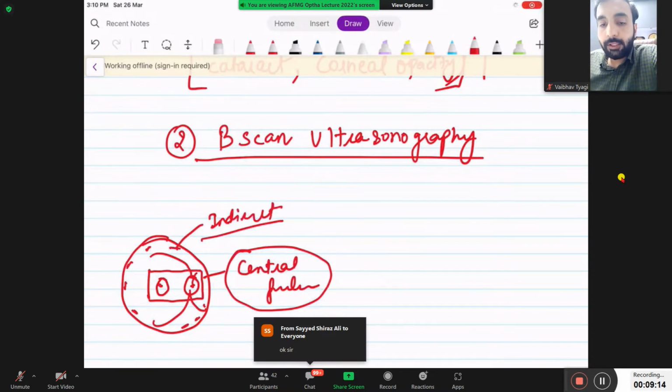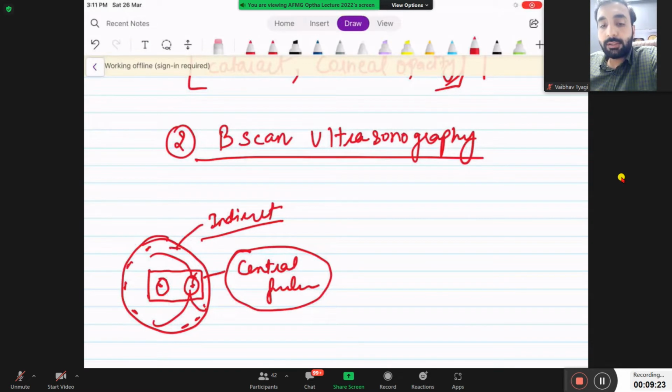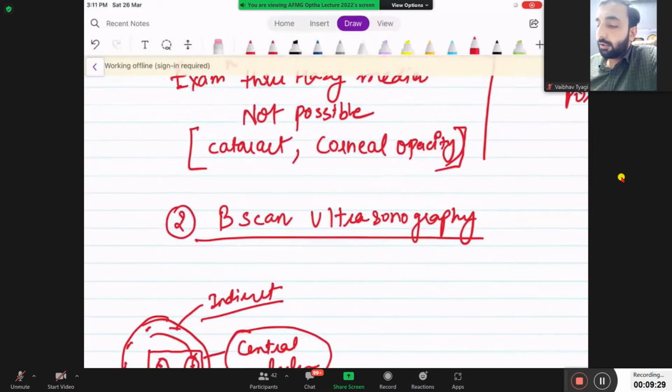Optic disc and macula can be visualized with direct ophthalmoscope, and periphery of the retina can be seen with indirect also. So most of the pathologies cannot be seen with the help of direct ophthalmoscope. They will not be seen.